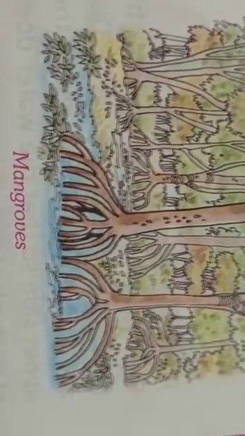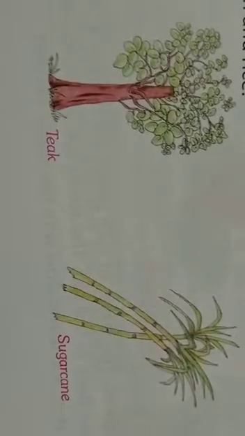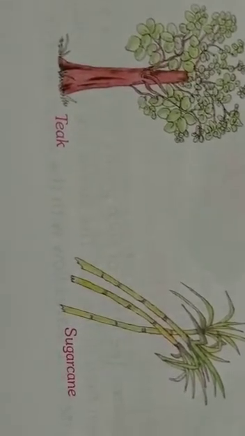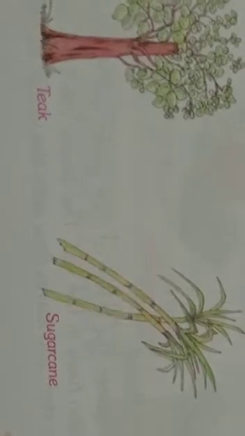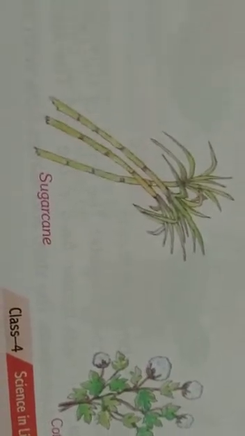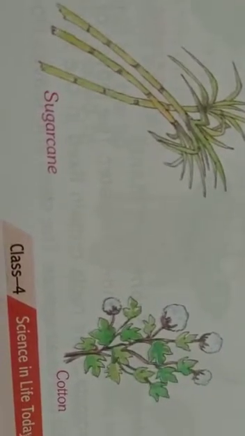Now let's talk about the plants of heavy rainfall areas. Plants that grow in heavy rainfall areas are full of leaves and are lush green round the year. They are called evergreen trees. The examples are rubber, teak, pepper trees. Some smaller plants that grow in heavy rainfall areas are sugarcane, cotton and rice.